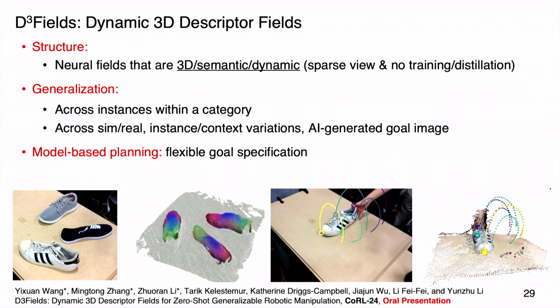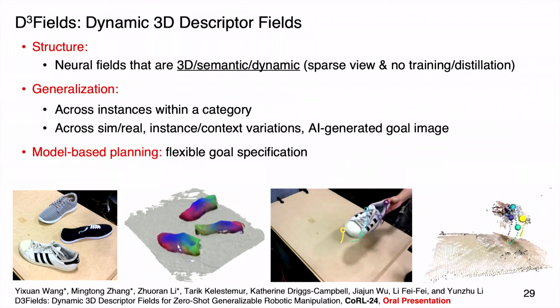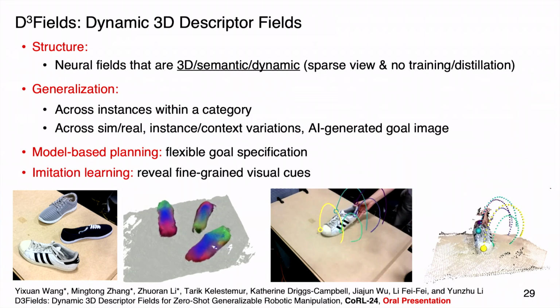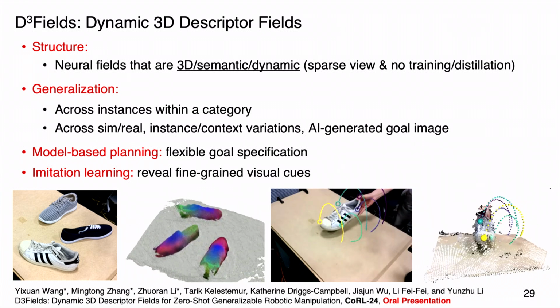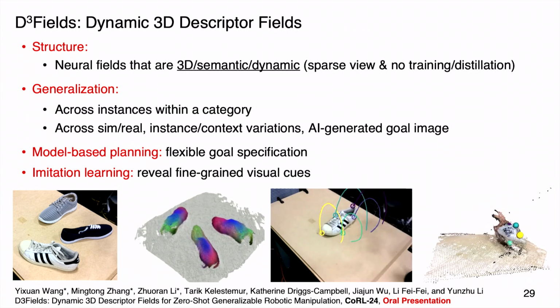When you use this representation for model-based planning, it allows flexible goal specification, and if you use it for imitation learning, not only does it support category-level generalization, it can also reveal fine-grained visual cues in the environment for you to do manipulation.